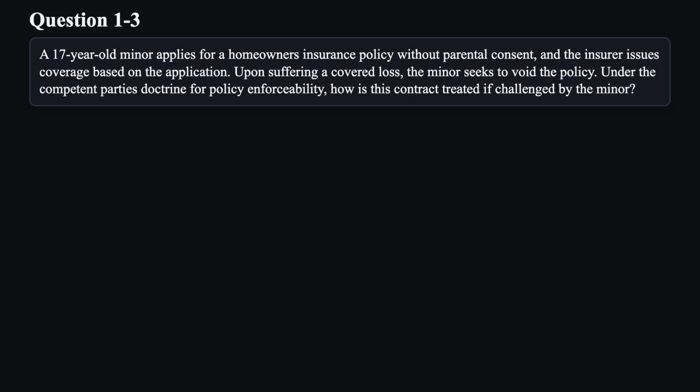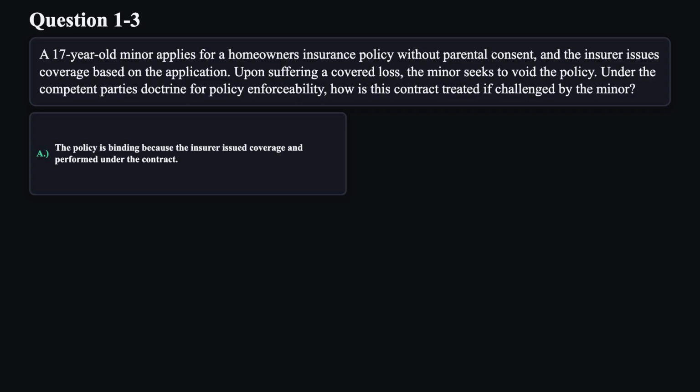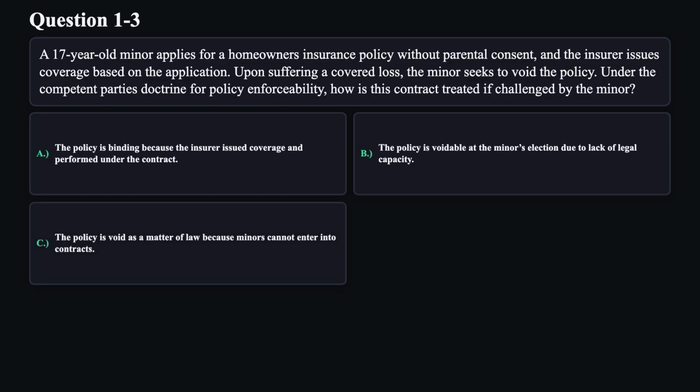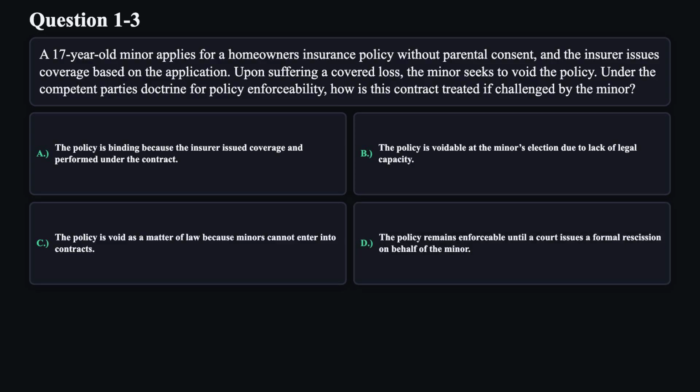Question 3. A 17-year-old minor applies for a homeowner's insurance policy without parental consent, and the insurer issues coverage based on the application. Upon suffering a covered loss, the minor seeks to void the policy. Under the competent parties doctrine for policy enforceability, how is this contract treated if challenged by the minor? A. The policy is binding because the insurer issued coverage and performed under the contract. B. The policy is voidable at the minor's election due to lack of legal capacity. C. The policy is void as a matter of law because minors cannot enter into contracts. D. The policy remains enforceable until a court issues a formal rescission on behalf of the minor.